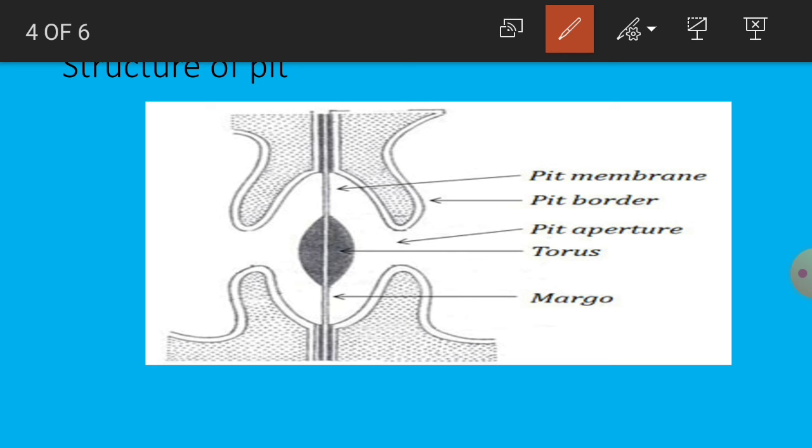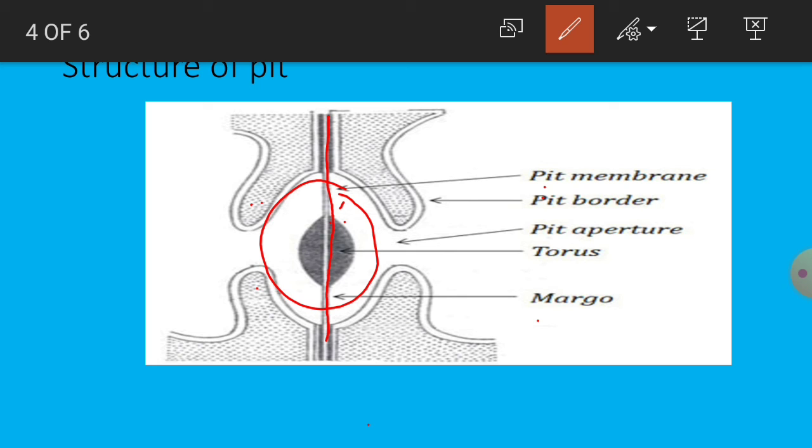So the center region, this is the pit actually. In this pit, you can see a long bridge-like structure that is called the pit membrane. That is called what? Pit membrane. And in the center region of this pit membrane, which is actually black in color, that is called what? Torus. And the adjacent thin parts to the torus are called what? Margo region. And these are the elevated structures you can see on both sides of the pit.